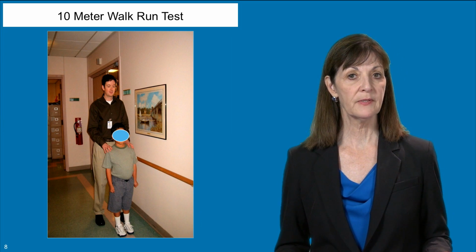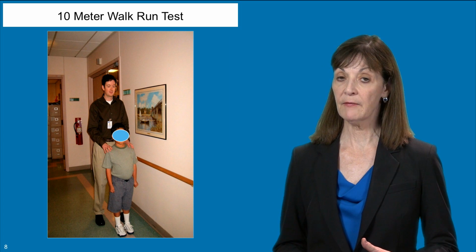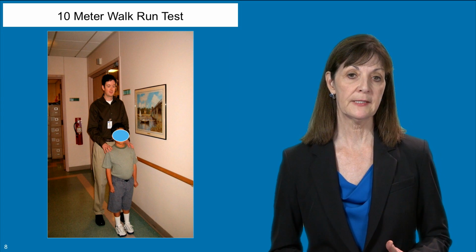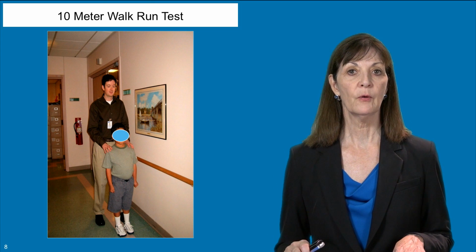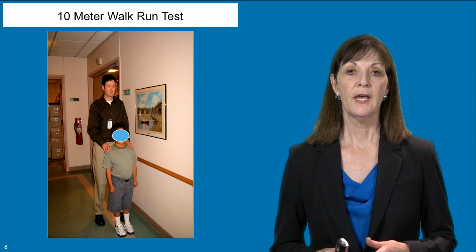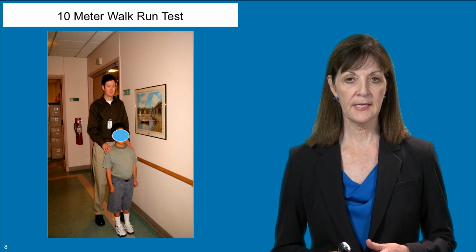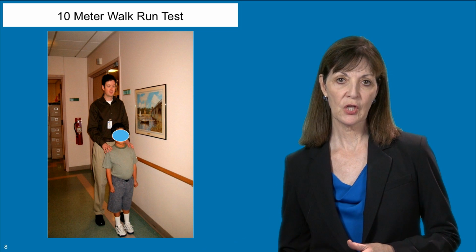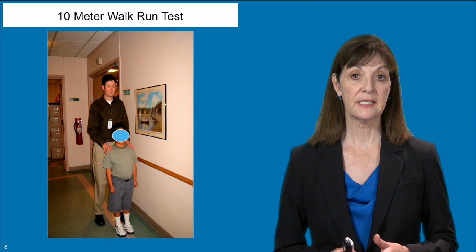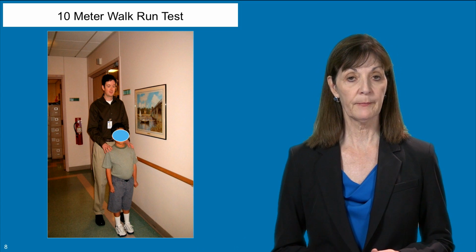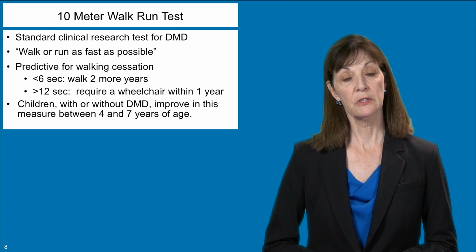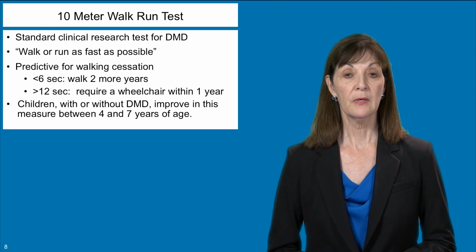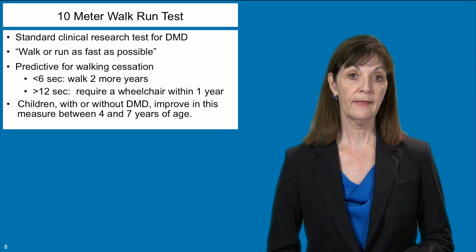So here's one of the simple tests that we talked about at the activity level, the 10-meter walk-run test, where we have a child in the hallway and we say ready, set, go, and we have them run or walk as fast as they can till they cross the finish line, which is 10-meter distance, and we record that time. And it's a standard clinical test that's used for some of the clinical trials we're involved with.